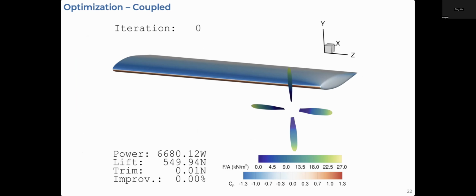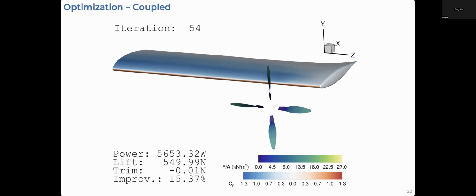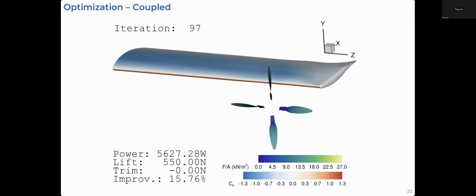Now, in the coupled optimized design, we optimize both the propeller and the wing in unison. So I'll show that video here. You see how the propeller jumps around a fair bit towards the beginning of optimization and then is optimized to a specific point towards the wing tip. We hit the lift constraint of 550 newtons, and we have a trim constraint that ensures that the thrust of the propeller equals the drag plus an offset of the wing. And we see here that we've actually gone down almost 16% in required power.